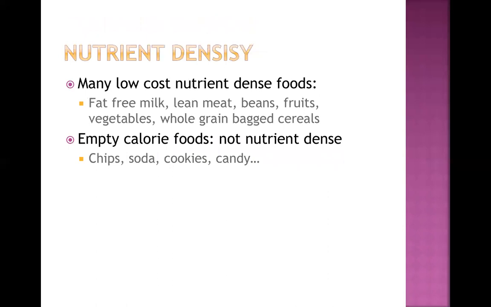Many low-cost nutrient-dense foods are out there which can be really, really healthy and incorporated into a great balanced diet. Some of them are fat-free milk, lean meats, beans, fruits, veggies, whole grains, and bagged cereals. Fruits and veggies are great to get at farmers markets. You can get them for very low cost. I often go to the swap meet to buy my fruits and veggies. I also even go to the dollar store where I can get fresh fruits and veggies, and that's a really, really good deal.